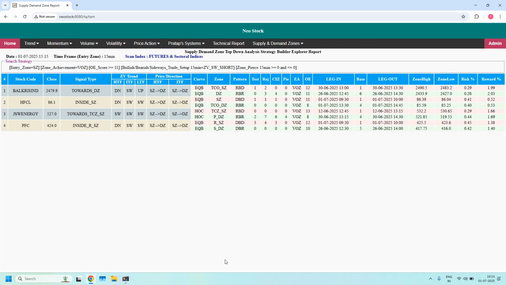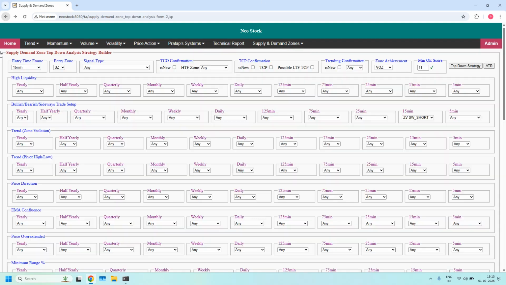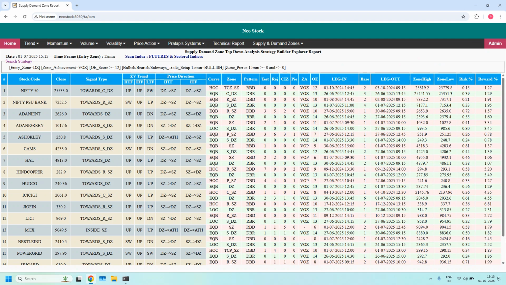Okay, next we will look into bullish trade setup for daily income trade. The entry time frame zones are 15 minutes demand zones, here bullish, and also the minimum order enhancer score should be 12. Let's filter. So we got 18 stocks.